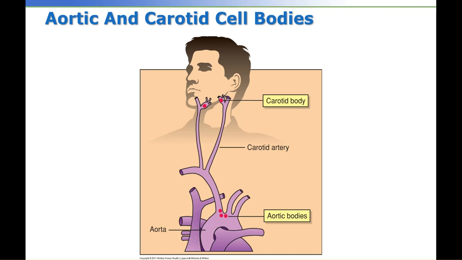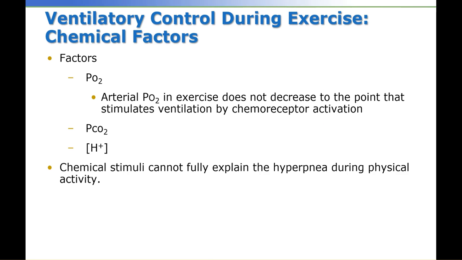Then you have carotid body, carotid artery, and then aortic bodies. Ventilatory control during exercise: chemical factors. So arterial percent oxygen in exercise does not decrease to the point that stimulates ventilation by chemoreceptor activation. PO2, percent carbon dioxide, and hydrogen ion concentration.